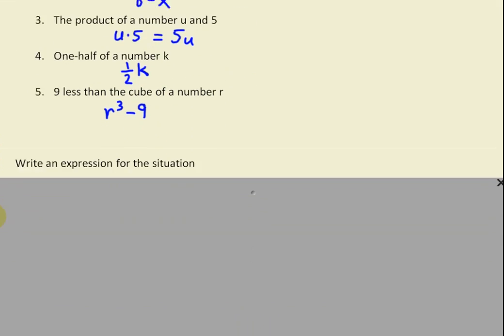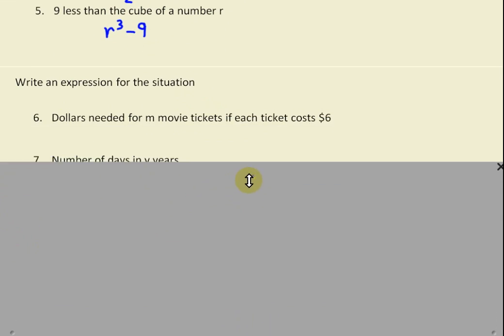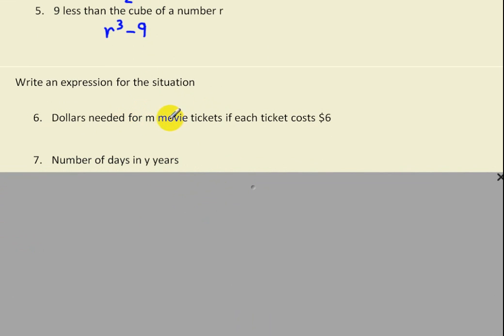Now, write an expression for the situation. So we have dollars needed for M movie tickets if each ticket costs $6. So you can think if you were going to get one ticket, that would cost $6. 2 tickets would cost $12. 3 tickets would cost $18. In other words, we're going to multiply 6 times the number of movie tickets. So 6M will tell us the cost.